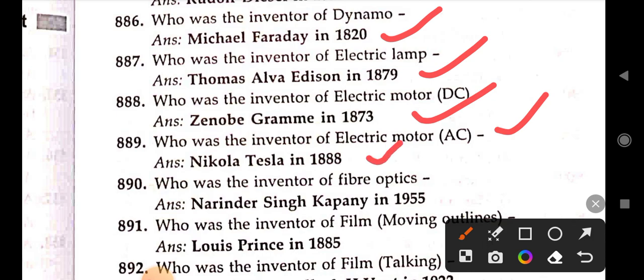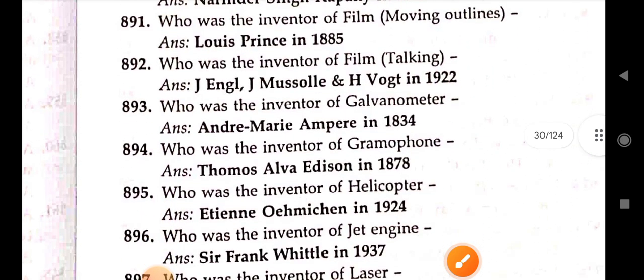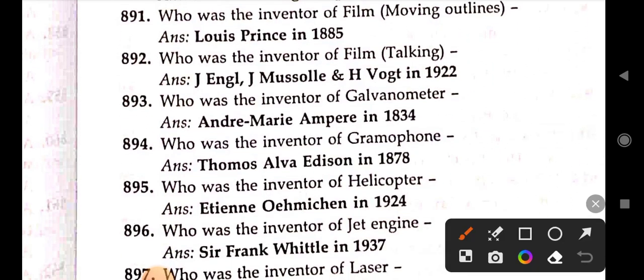Who was the inventor of fiber optics? Narinder Singh Kapany in 1955. Who was the inventor of film, moving outlines? Louis Prince in 1885. Who was the inventor of films, talking?